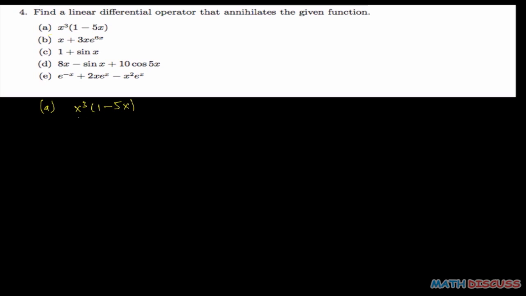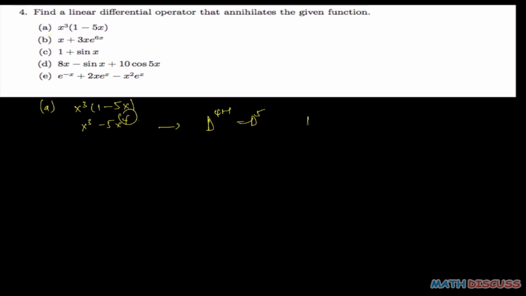So the first step you want to do is you expand the function. Expanding, you have x cubed minus 5x to the power 4. Now the highest degree of this polynomial function is 4. So since this is the highest degree, it implies that the operator is going to be d to the power 4 plus 1, which is d to the power 5. You might want to confirm that.